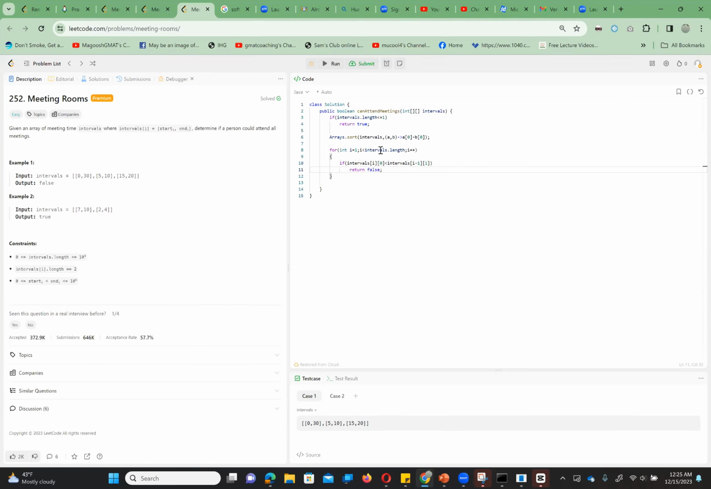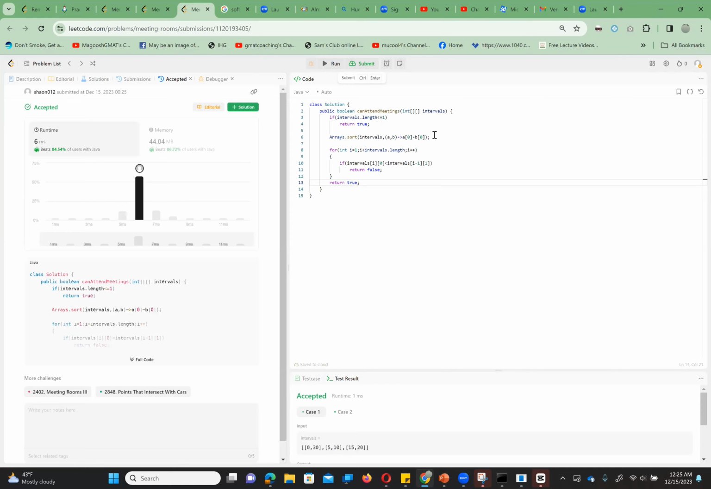I keep on checking each meeting against the previous meeting. If each meeting is starting after the ending of the previous meeting, then none of them are going to intersect and the person can attend all the meetings. So if this is never executed, that means all the meetings are set apart and they don't intersect with each other. In that case, we return true. Okay, so let's try to run this. Yeah, so this got accepted.